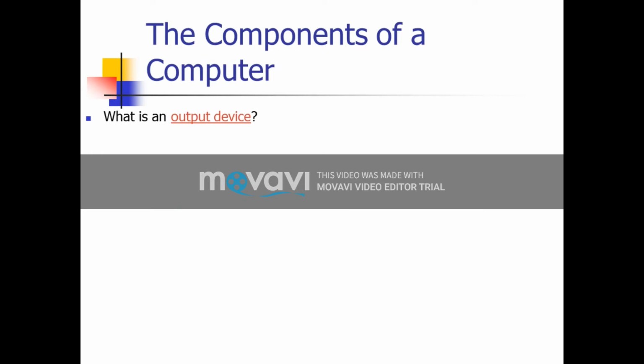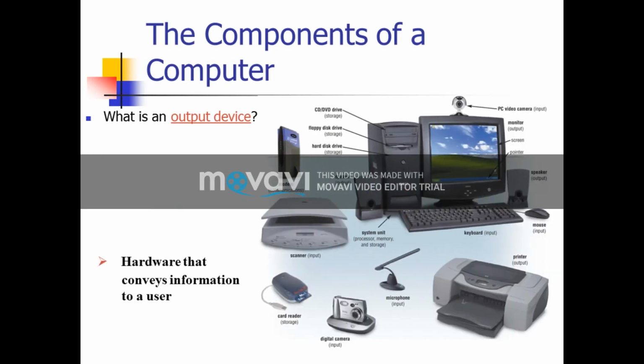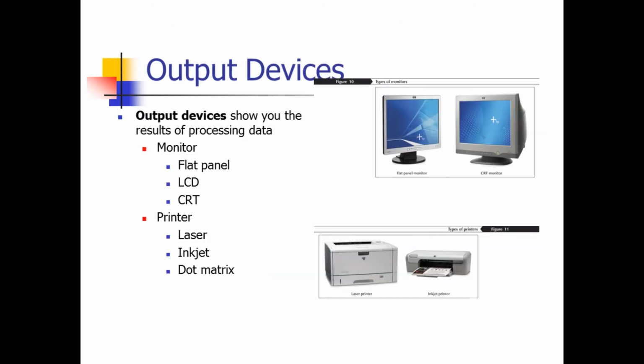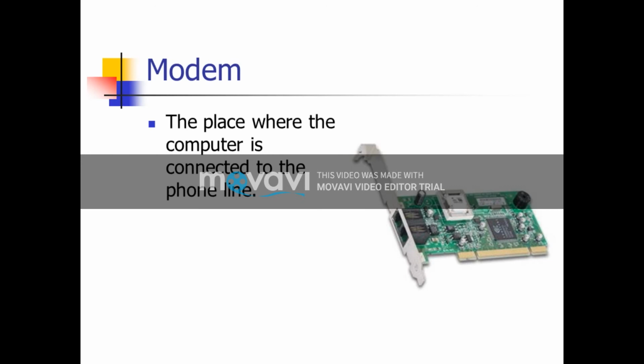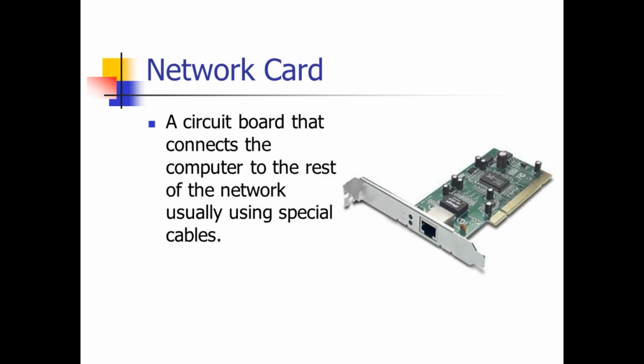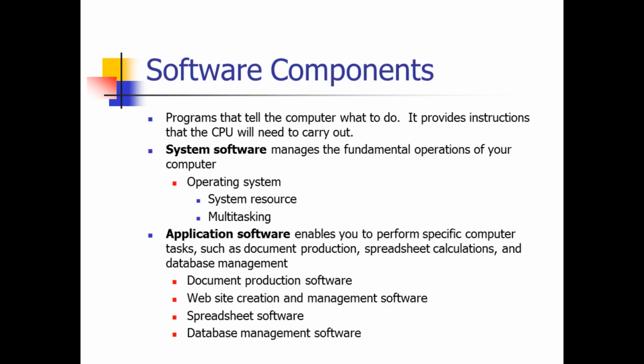Output devices, what are output devices? Output devices are the hardware that conveys information to a user. The red pointing arrows point towards different output devices, which may include monitors and printers. The monitor may be flat panel or LCD, and the modem is the place where the computer is connected to the phone line. What is a network card? It is a circuit board that connects the computer to the rest of the network, usually using special cables.